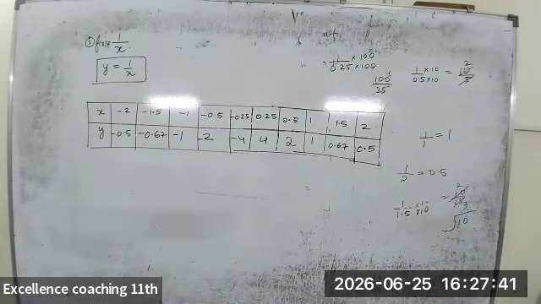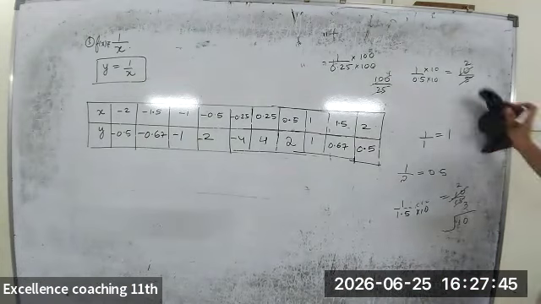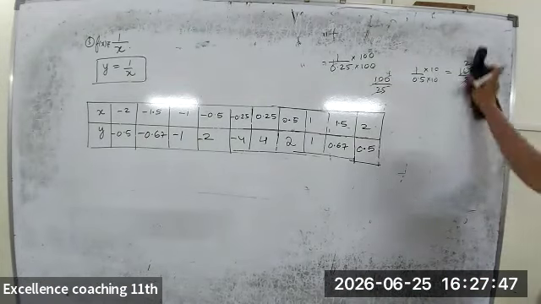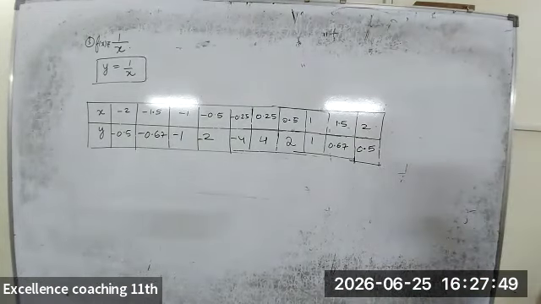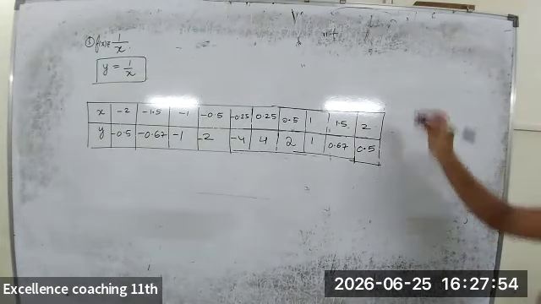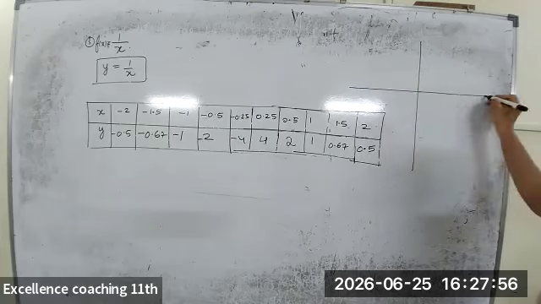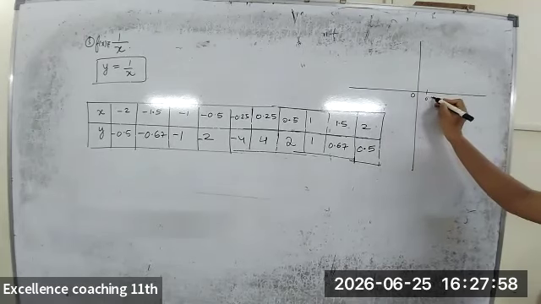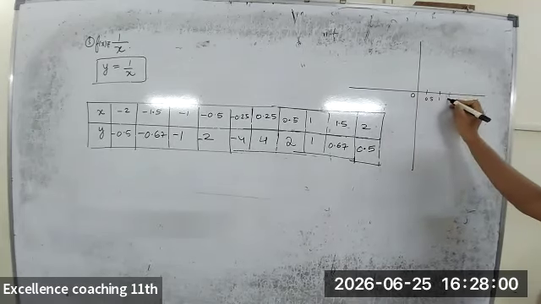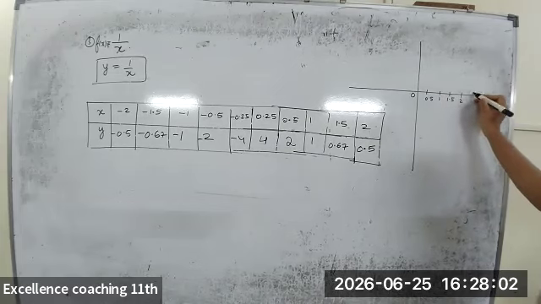Now, since there are decimal points, the scale I have already done. You can take the scale a little bit bigger. So I can tell you the scale: 0, 0.5, 1, 1.5.